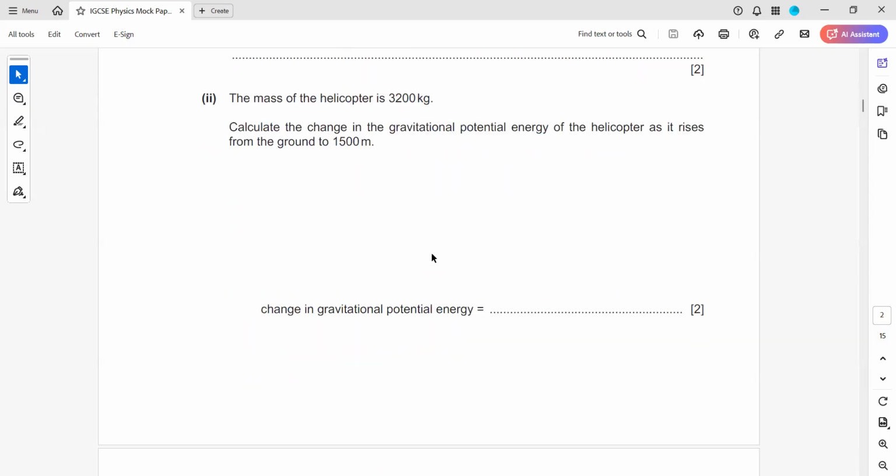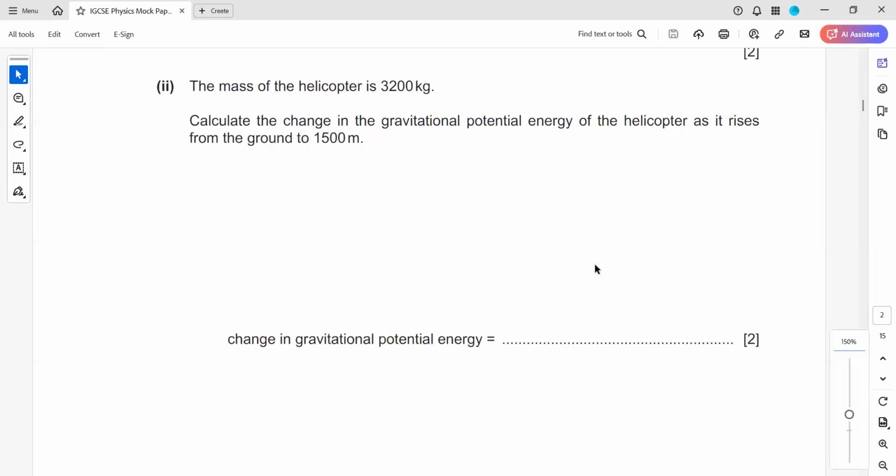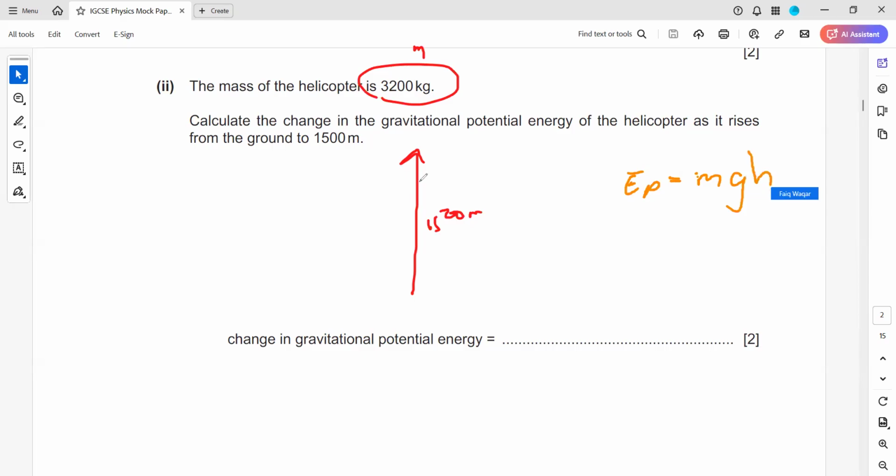The next part, the mass of the helicopter is 3,200 kg. Calculate the change in the gravitational potential energy as it rises from the ground to 1500 meter height. So the change in the height is 1500 meters and the mass of the helicopter is 3,200. We need the gravitational potential energy, which is mgh. The mass should be in kilogram because the SI unit of the mass is kg. So if they give in gram, always try to convert into kilogram. So it will be 3,200 times the gravity. What will we take? We will take 9.8.